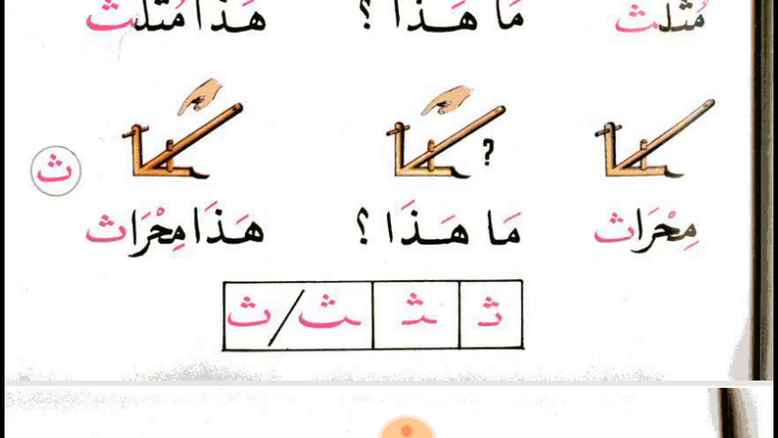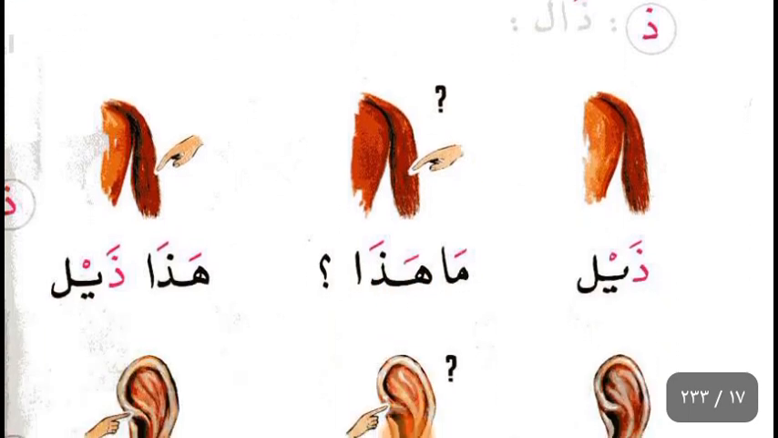That we use behind the ox to cultivate the fields. In old times it was used. Now tractors and other machinery are used to cut the land. This is a plow. Okay. Then we have Dhal. Start reading from Dhal.